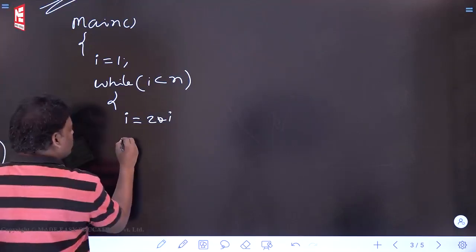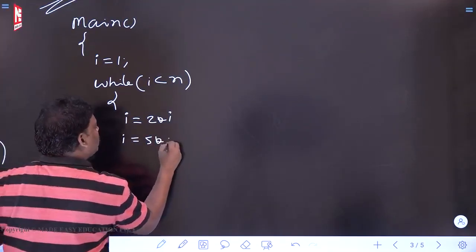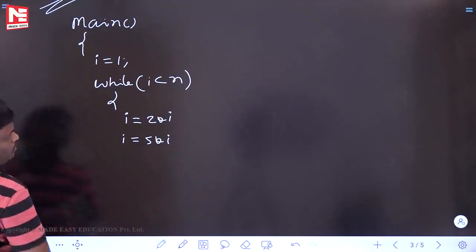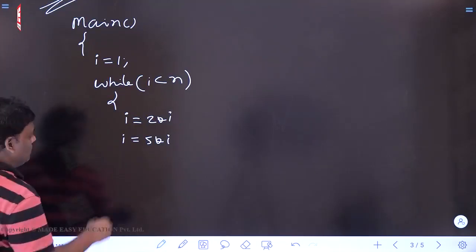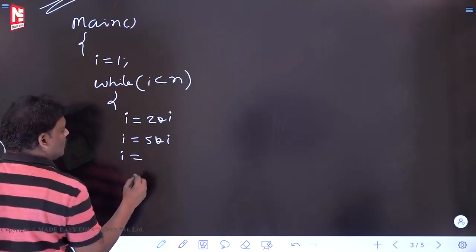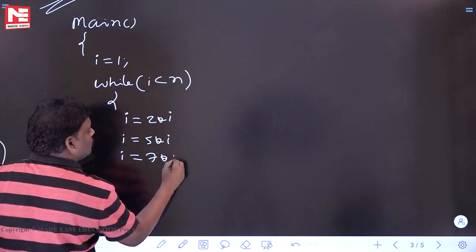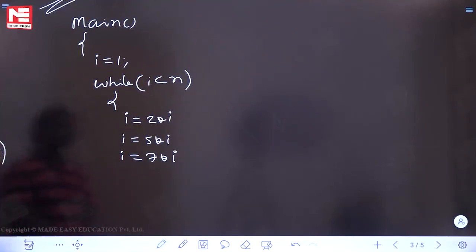Next one, see this one, I is equal to 5 into I. What is the answer? Only the first one is log n base 2, only the second one is log n base 5. Log n base 10 is also fine. Next one, I is equal to 7 into I. What is the answer? First into 2, next into 5, next into 7. I think 10 into 7, that is 70.